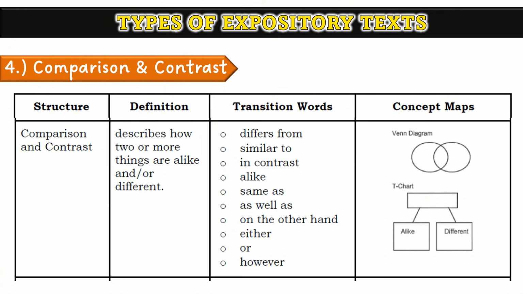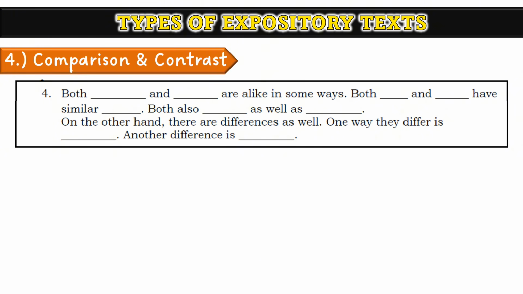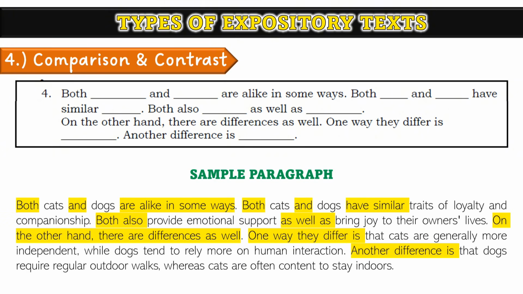Meanwhile, these are the concept maps utilized to present ideas and details in a comparison and contrast paragraph. Moreover, here is a sample frame or template used to compose a comparison and contrast paragraph. Sample paragraph. Both cats and dogs are alike in some ways. Both cats and dogs have similar traits of loyalty and companionship. Both also provide emotional support as well as bring joy to their owners' lives.